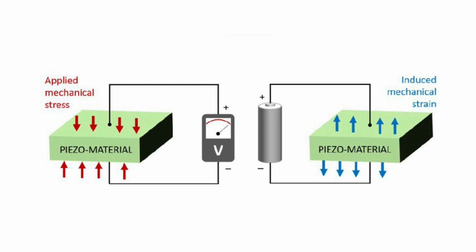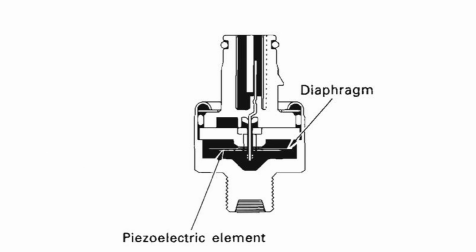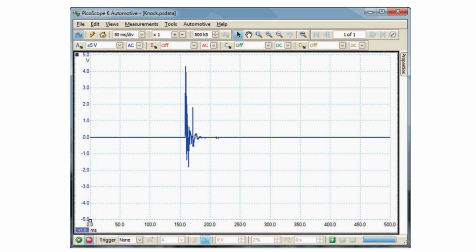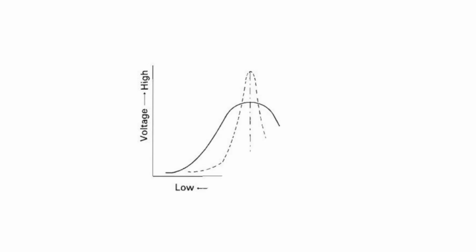The engine knocks at a frequency of approximately 7 kHz. The voltage output by the knock sensor is at its highest level at around that frequency. There are two types of knock sensors. One type generates high voltages over a narrow range of vibration frequencies, while the other type generates high voltages over a wide range of vibration frequencies.